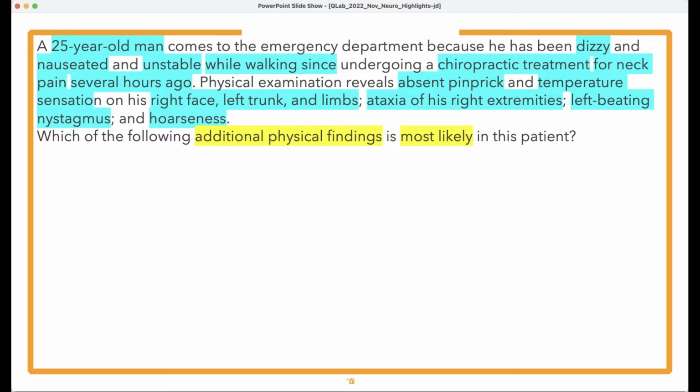Then obviously with neurology and neuropathology, you definitely want to make sure you know how to localize things and know those important neurophysical exam findings.